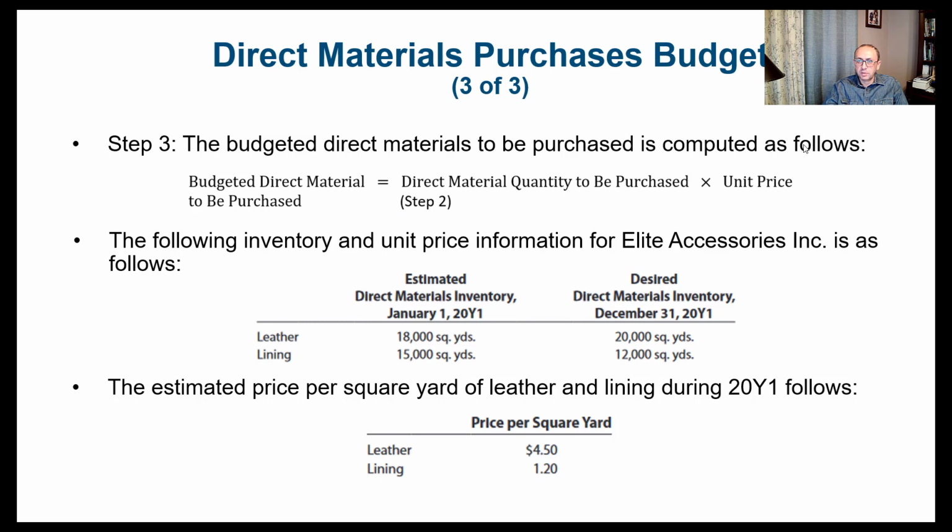unit price. So the following inventory and unit price information for the company were as follows. We have the estimated direct material inventory at the beginning of the year. These are the desired direct material inventory at the end of the year. And then the estimated price per square yard of leather and lining during year 1. And we have the price as $4.50 for the leather and $1.20 for the lining.